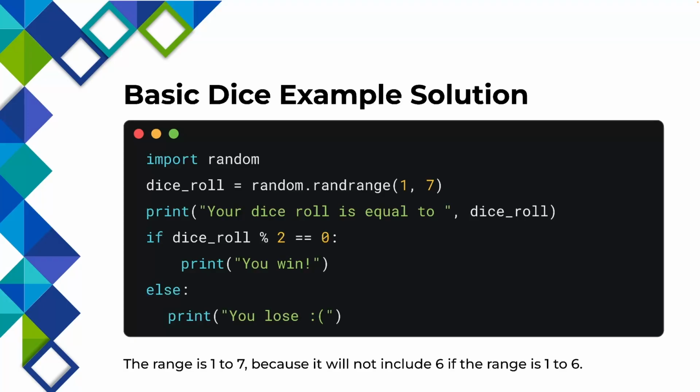Notice in the fourth line, we are using dice roll modulo 2 is equal to 0. This is essentially a fancy way of telling us what the remainder of this division is. So modulo is essentially doing division, then giving us the remainder. In this case, let's say dice roll is 6. We're going to divide it by 2, which gives us 3, and our remainder is 0. So we would print out you win.